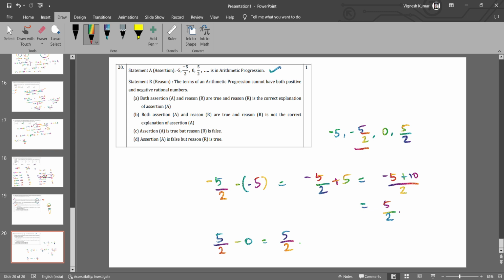The next statement: the terms of an arithmetic progression cannot have both positive and negative rational numbers. Why is it not possible? See, if you see here, it is possible because minus 5 by 2 is a negative rational number and 5 by 2 is a positive rational number. So we can have the terms of an AP both positive and negative rational numbers. So this is false. Statement A is true, but R is false. So the right answer is option C. Assertion A is true, but reason R is false.